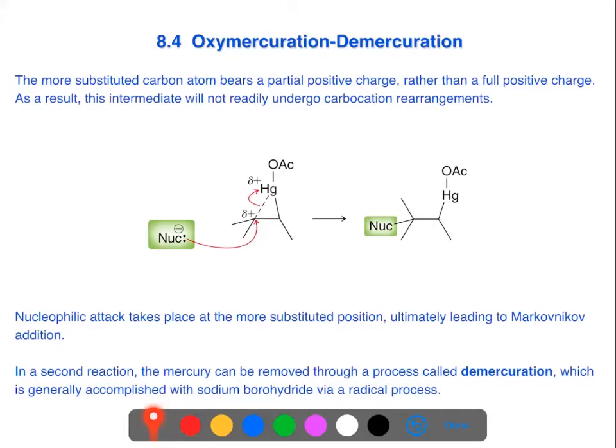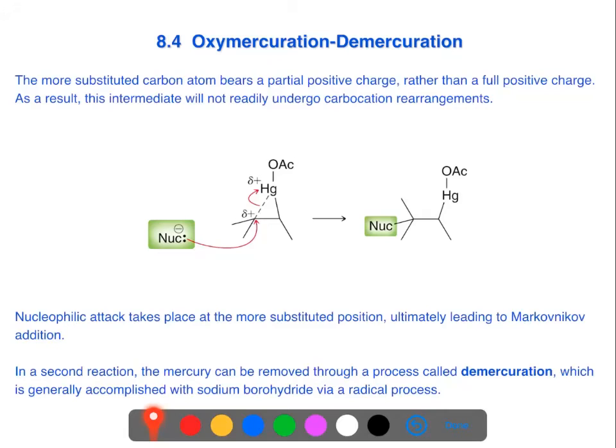Now, the second step in this reaction, the demercuration step, involves a strong hydride delivering reagent known as sodium borohydride. This sodium borohydride is used to basically remove that acetyloxymercury group. So this group here, we want to remove and replace with a hydrogen. And the source of the hydrogen is really a hydride from sodium borohydride, and it's believed to undergo this reaction via a radical process.